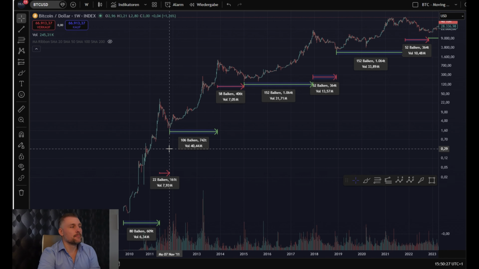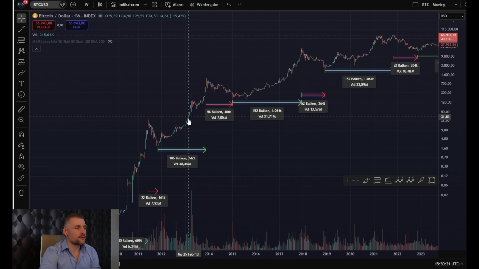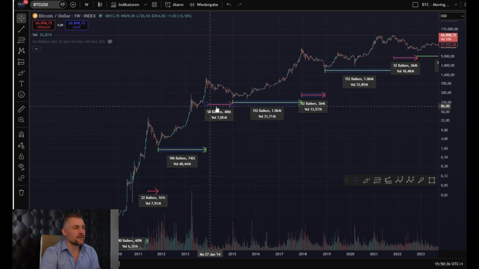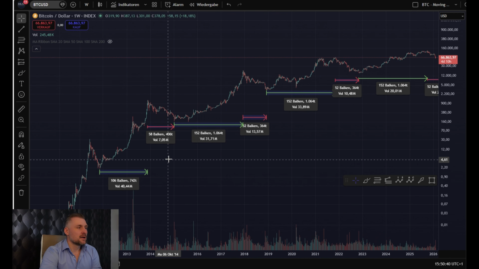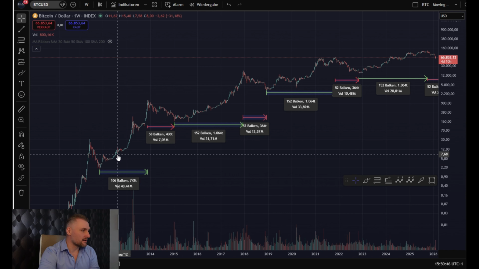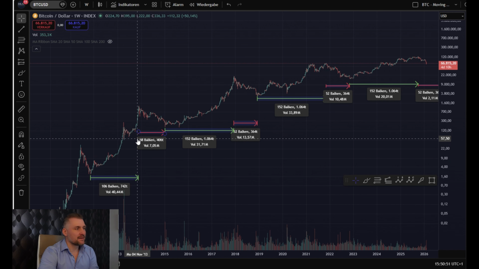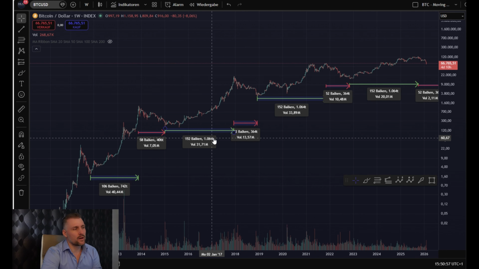What I found really interesting here is when we measure the length of each cycle, let's call it bull cycle in green and the bear market or corrective phases in red. I measured the length of each cycle. When we start here in 2011, the first cycle took 106 weeks. Each bar or candle represents 1 week. Then we had a bear market of 58 weeks, followed by a bull market again of 152 weeks.